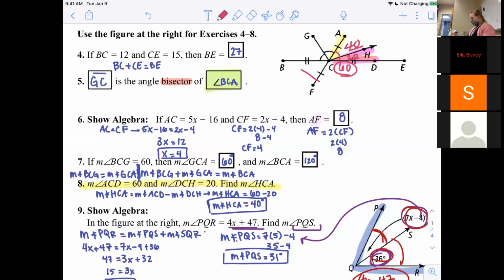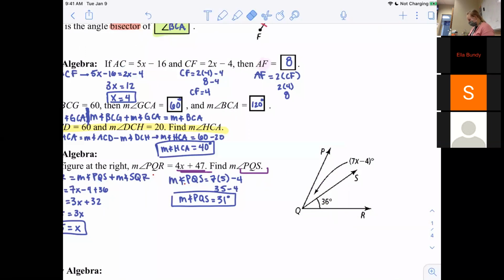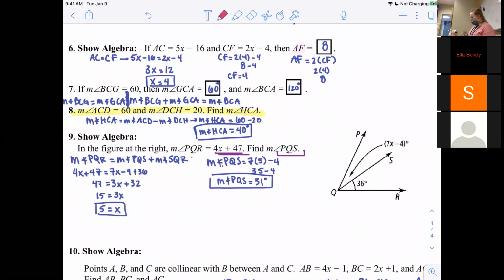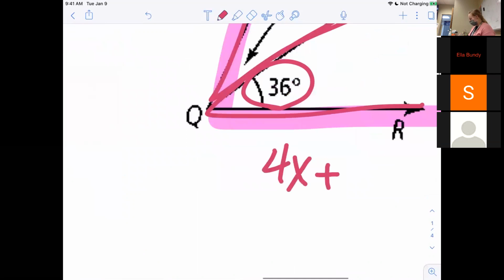Great question. So this is a new diagram. Are we all done with 4 through 8? Good, okay. So I have a picture here. Let me just erase everything. So it says in the figure on the right, we know that PQS is equal to 7x minus 4, and we know SQR is 36. The other thing it tells us is that PQR is 4x plus 47. PQR, that's the whole angle, and that equals 4x plus 47.